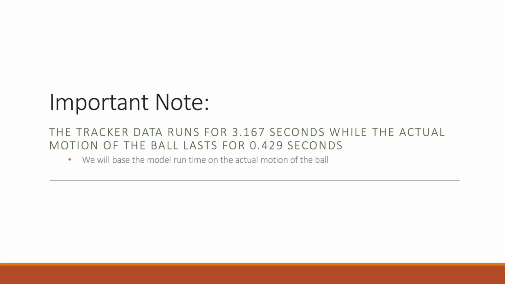It's important to note that the tracker video was taken in slow motion and runs for 3.167 seconds, while the actual motion of the ball falling lasts for 0.429 seconds. We will need to use the value of 0.429 seconds in order to get accurate calculations in our models.